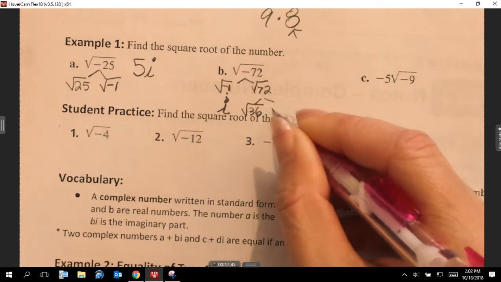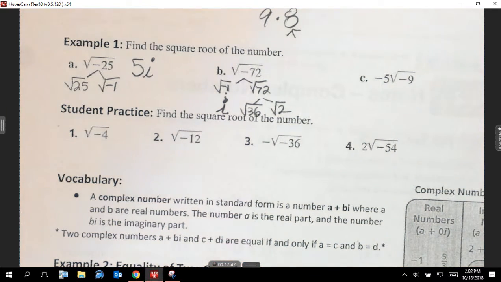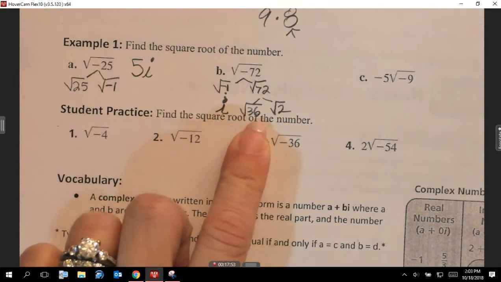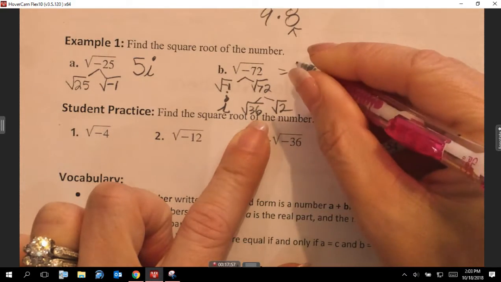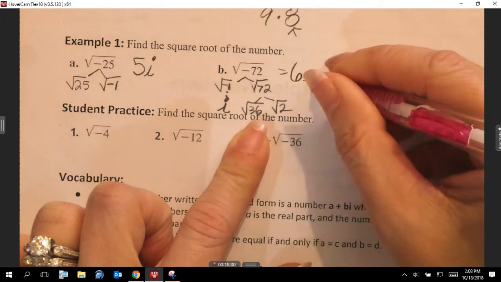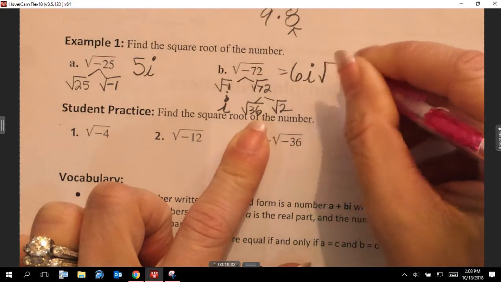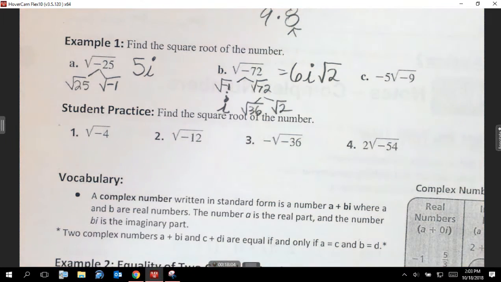Unless you know all the factors of 72 off the top of your head. So that'll be 36 and 2, that makes 72. So now, what is the square root of 36? The order that we write these answers is a number by itself, then the i, then the square root if there's any square root left over. So 6i square root 2.